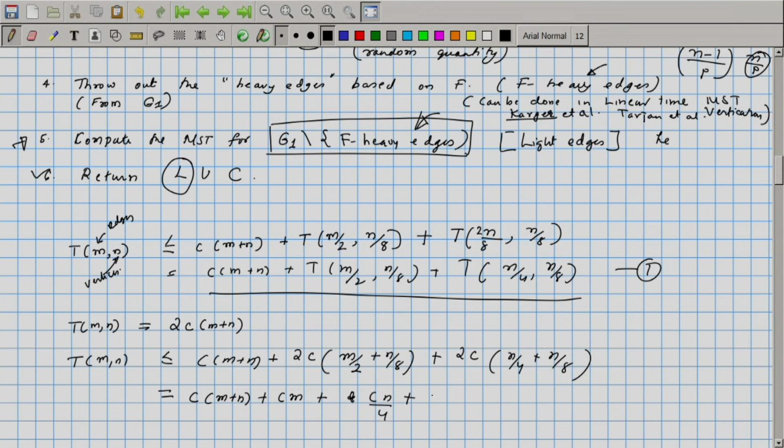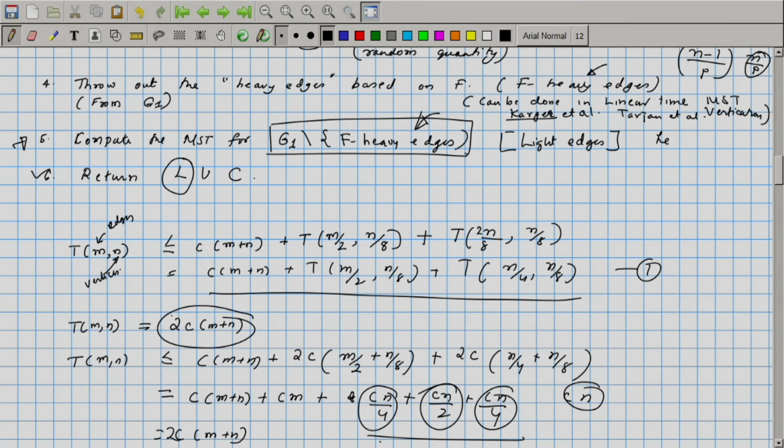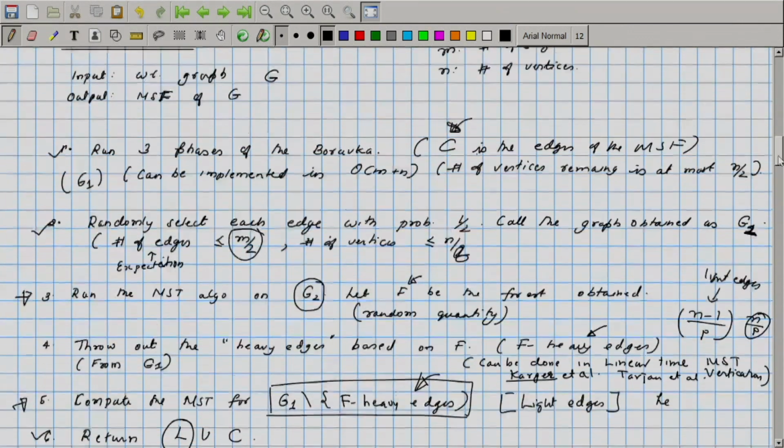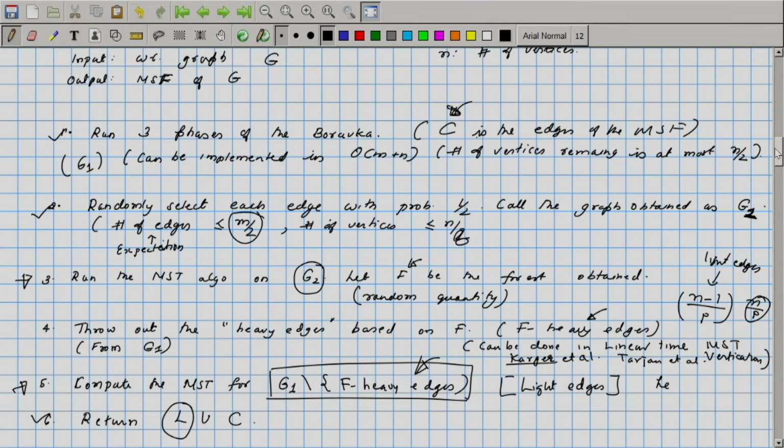So, this is equal to c times m plus n, plus c times m, plus c n by 4, plus c n by 2, plus c n by 4. So, n by 4, n by 4, and n by 2 together is c n. So, this is 2c times m plus n. So, we know that if we have T of m, n to be at most 2c times m plus n, then it satisfies the recurrence. So, this takes no more than a linear amount of time in an expected sense. That is the randomized linear time algorithm for computing a minimal spanning tree. Okay, thank you.